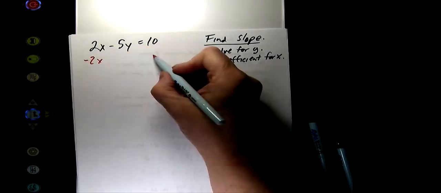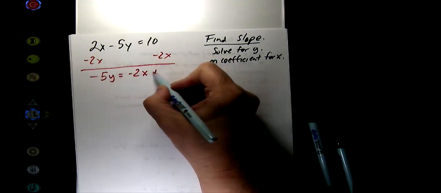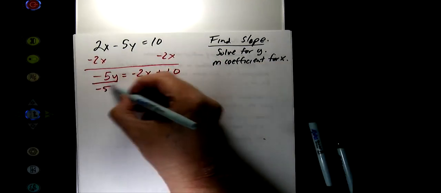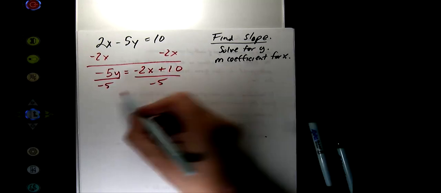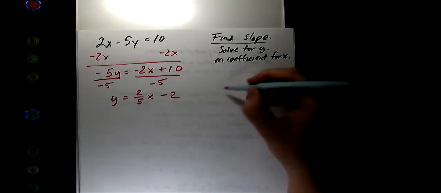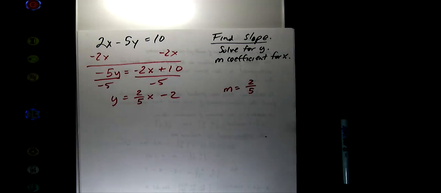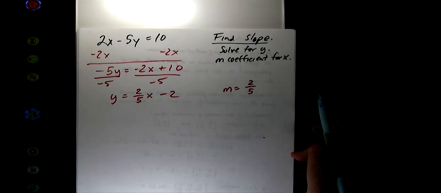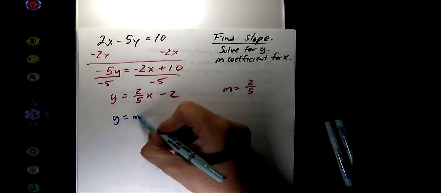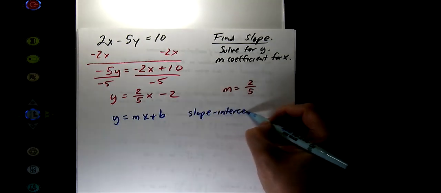I will subtract 2x from both sides. And then I will divide everything by -5. And the slope is 2/5. This has a special form called y equals mx plus b. It's called the slope intercept form, and we will cover it in thorough detail on Monday.